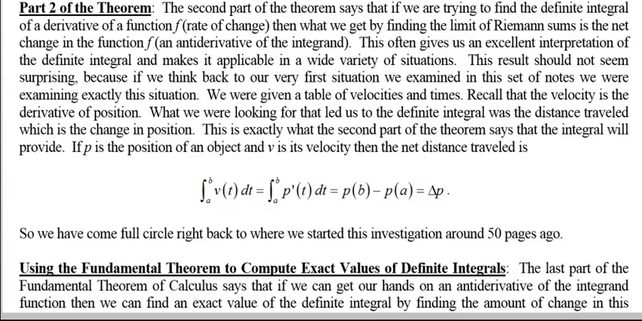If we integrate from a to b v of t dt, that's the integral from a to b of p prime of t dt, where p is the position, v is the velocity, t is time. What we end up with is p of b minus p of a, the position at the end minus the position at the beginning, which is the change in p, which is the distance traveled. That's the whole thing we were trying to do at the very beginning that led us to the idea of the definite integral to start with.